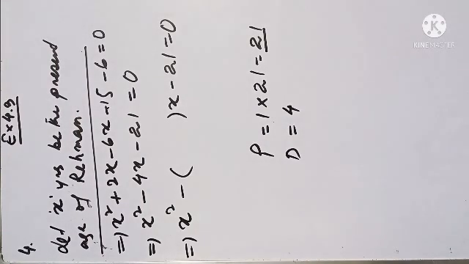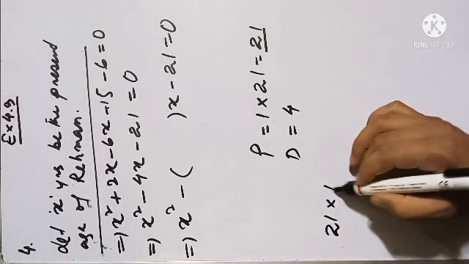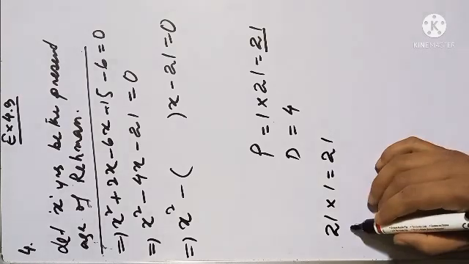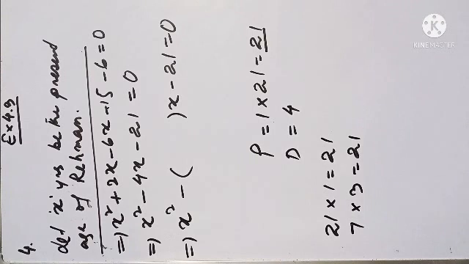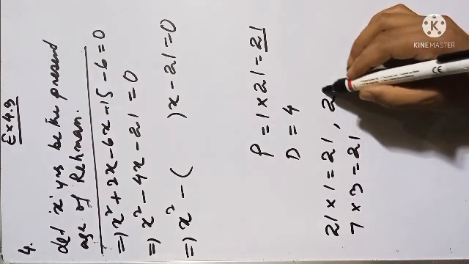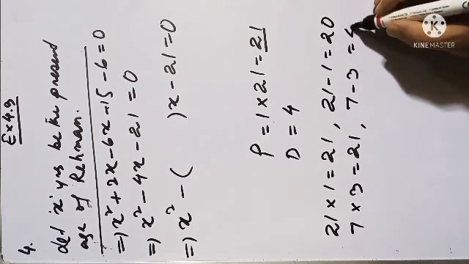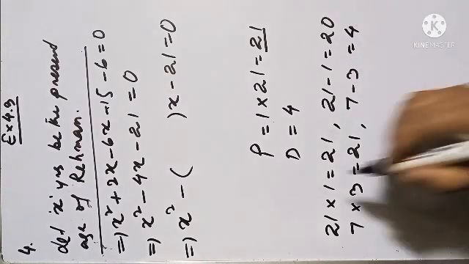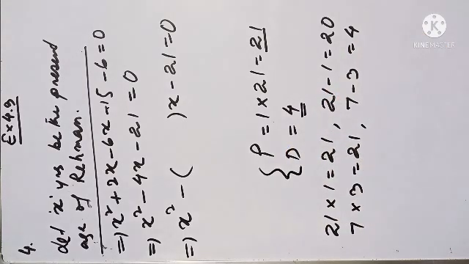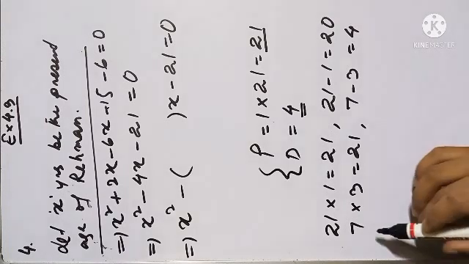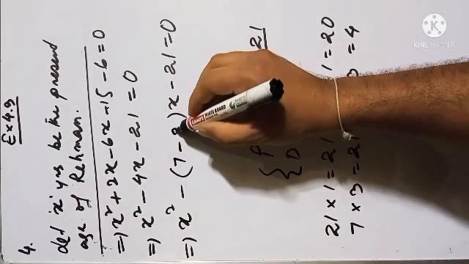The pair of the numbers which gives the product 21. 21 into 1 is 21. 7 into 3 is again 21. Is there any other pair? No. So let us subtract now. 21 minus 1, we have here 20. And here 7 minus 3, we have here 4. But according to this condition, we are supposed to get difference as 4. So the right pair of the numbers is 7 and 3. So let me write here 7 minus 3.